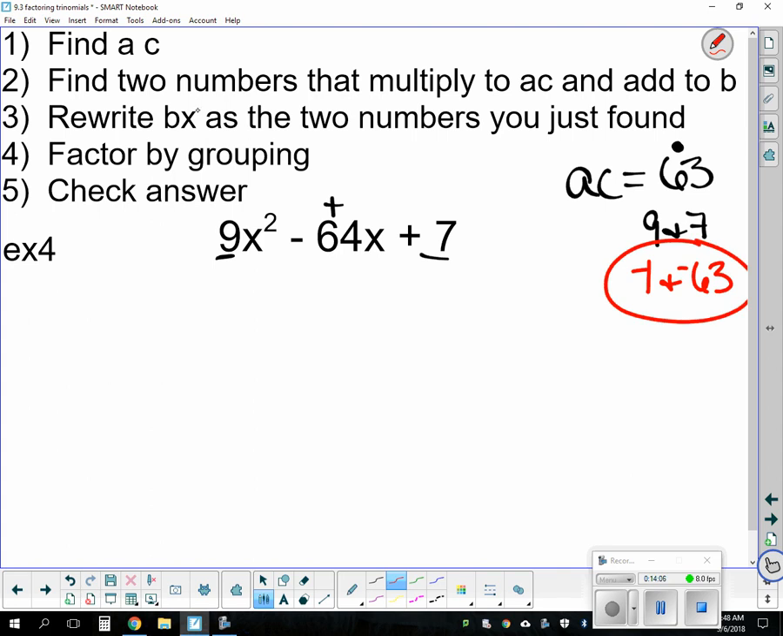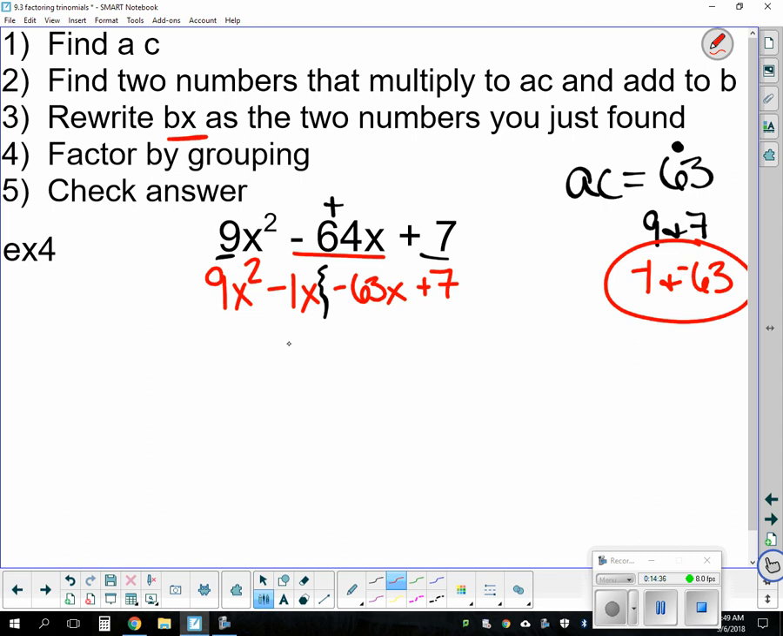So once you find your 2 numbers, rewrite bx as the 2 numbers you just found. So 9x squared minus 1x minus 63x plus 7. And again, the reason you're allowed to do this is because this is equivalent. Minus 1x minus 63x is negative 64x. So why do we choose to do that? Because now you have 4 terms and you know how to factor when there are 4 terms.